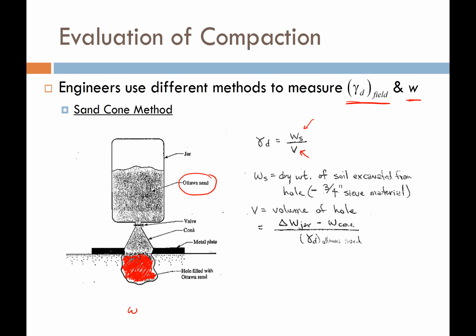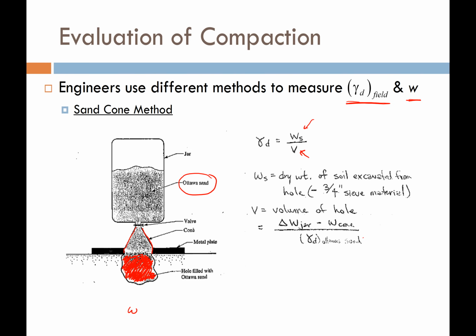We know the dry density of Ottawa sand with a high level of confidence. So if we take a bottle of Ottawa sand, it usually has this little cone shape on the bottom of it so that the sand doesn't run all over the place and we can get it right in the hole that we dig. That's why they call it the sand cone.